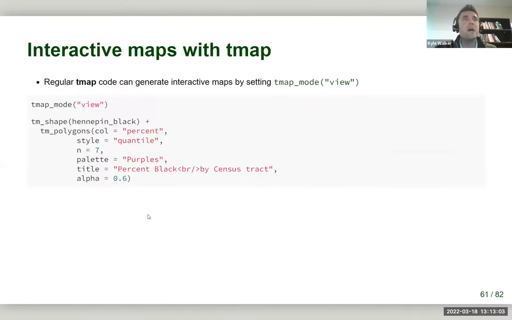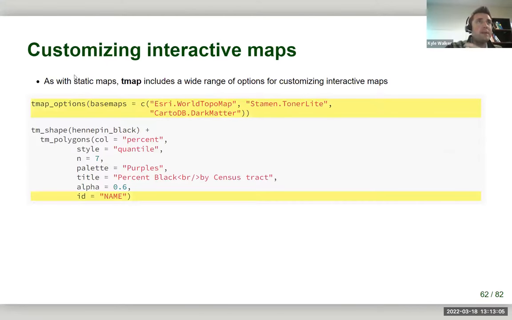If I want to, I can customize the options as well. So if I specify in tmap_options the base maps that I want, I can use a variety of different base map names to bring in some different base maps. And if you look at the help documentation for tmap_options, there'll be some cues on how to specify those names and what's available. There are quite a few that are available.